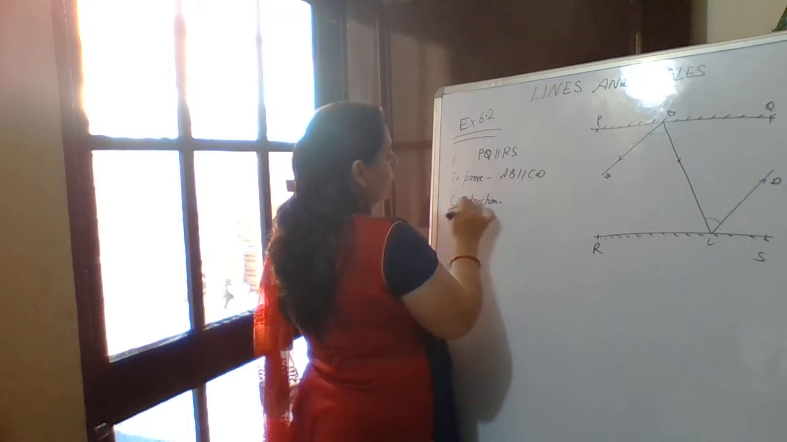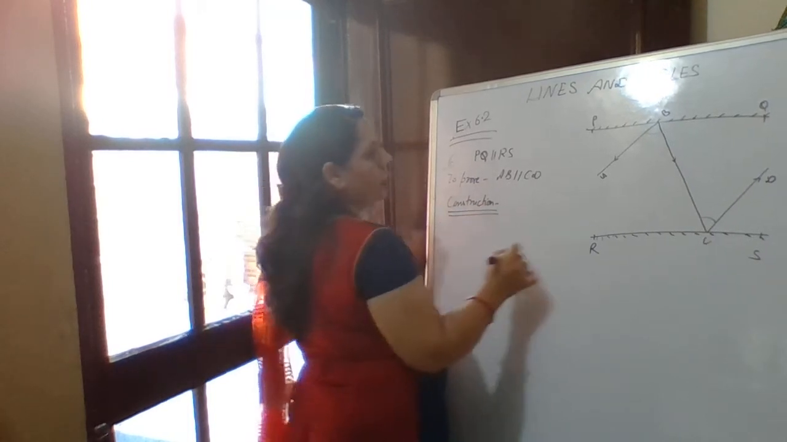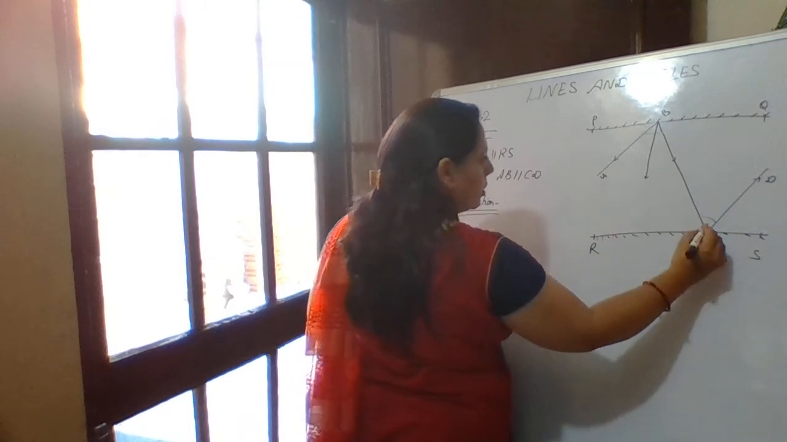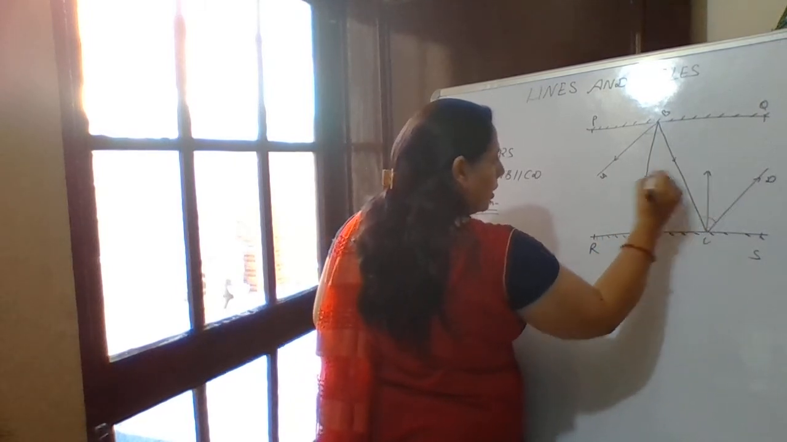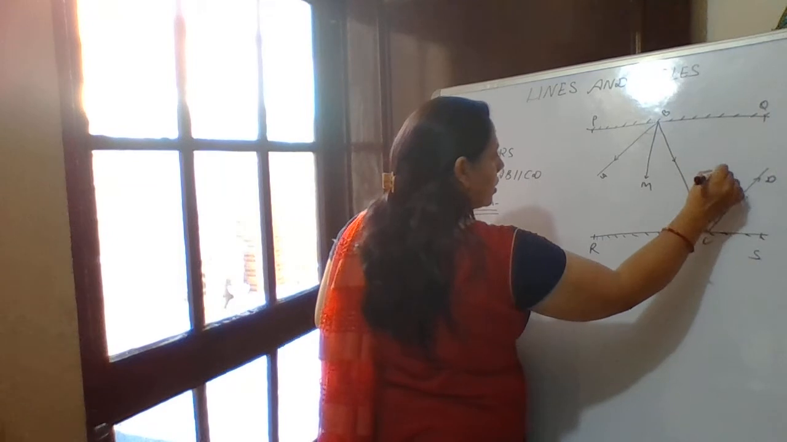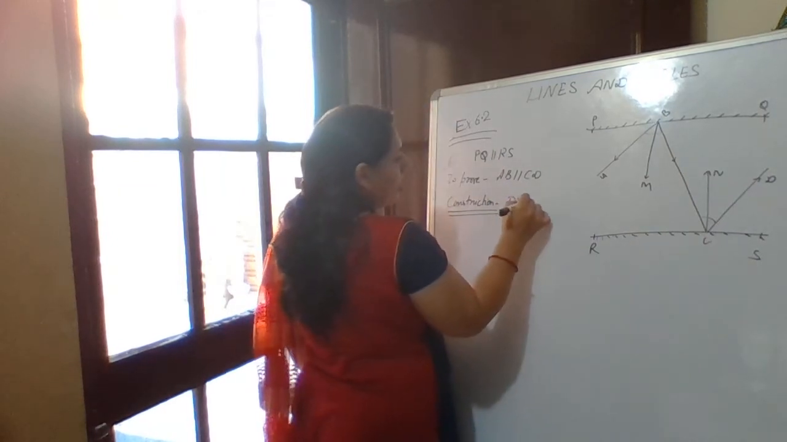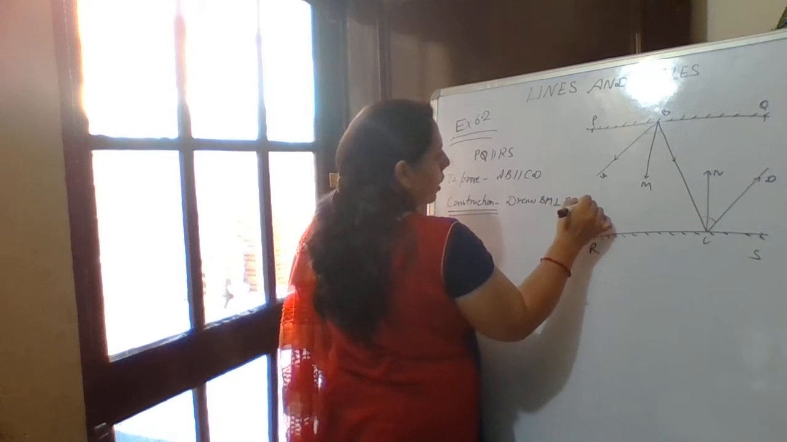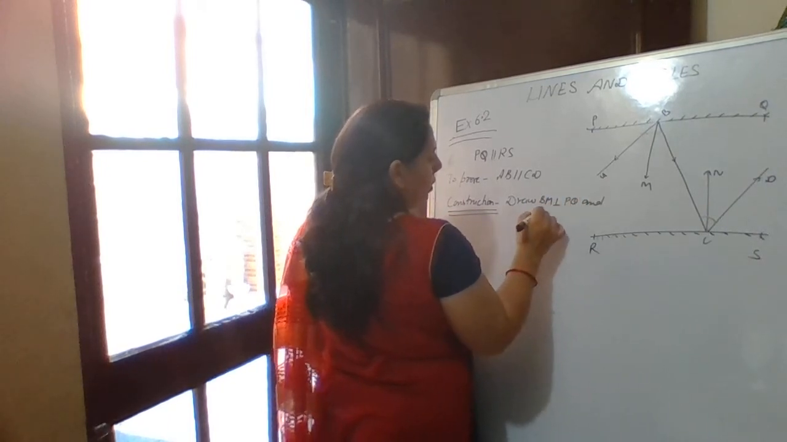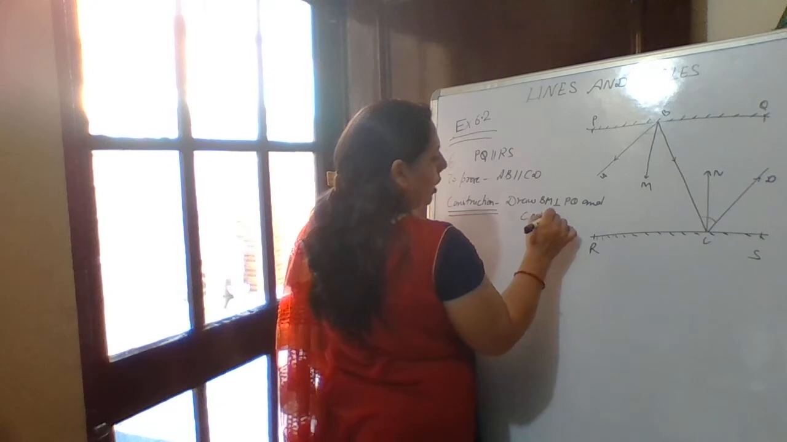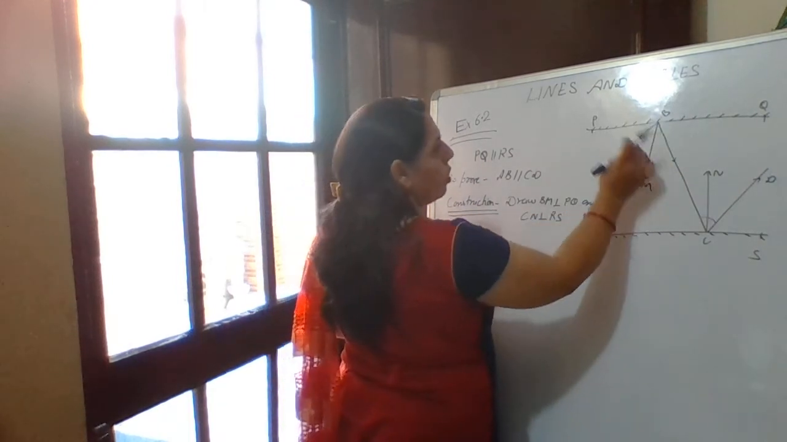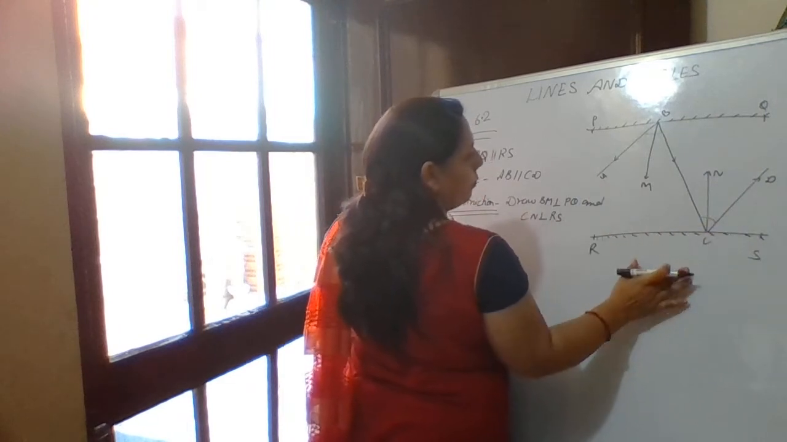You know, students, the law of reflection. First of all, I am drawing the perpendicular. You can see the normals. This is point M, this is N. So you will write here, draw BM perpendicular to PQ and CN perpendicular to RS. Is it clear, students? These are normals to these parallel mirrors.